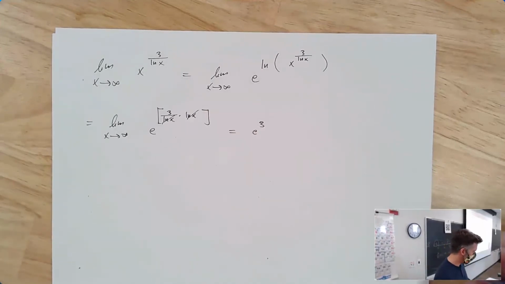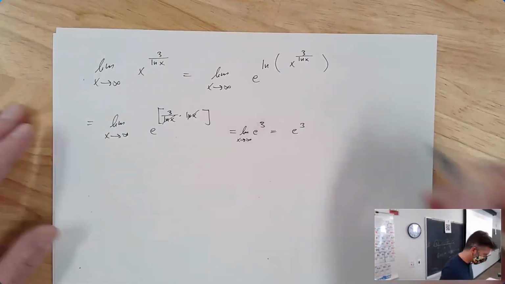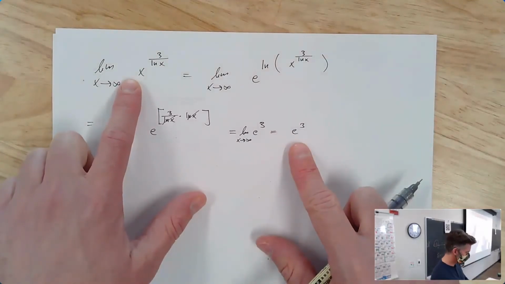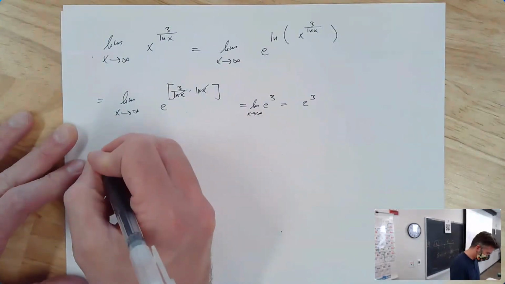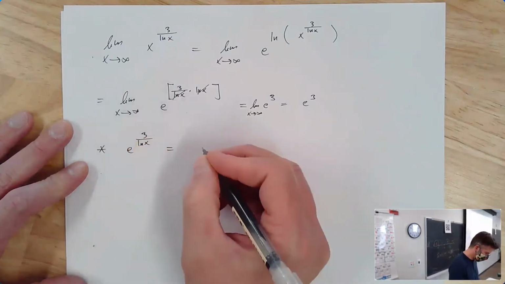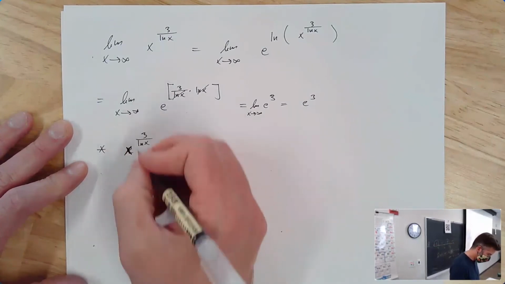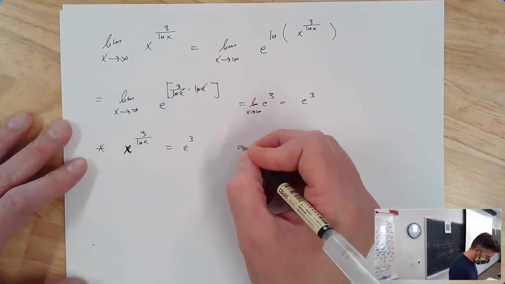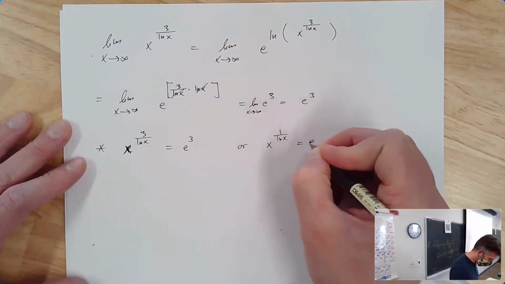I don't even need the limit. I mean, I could write the limit. The limit of a constant is just the constant. So wait, does that mean that this expression is equal to that expression? I guess it does, right? So interesting fact, x to the 3 over natural log of x is just equal to e to the 3rd. Or if you drop the 3, x to the 1 over natural log of x is just equal to e.